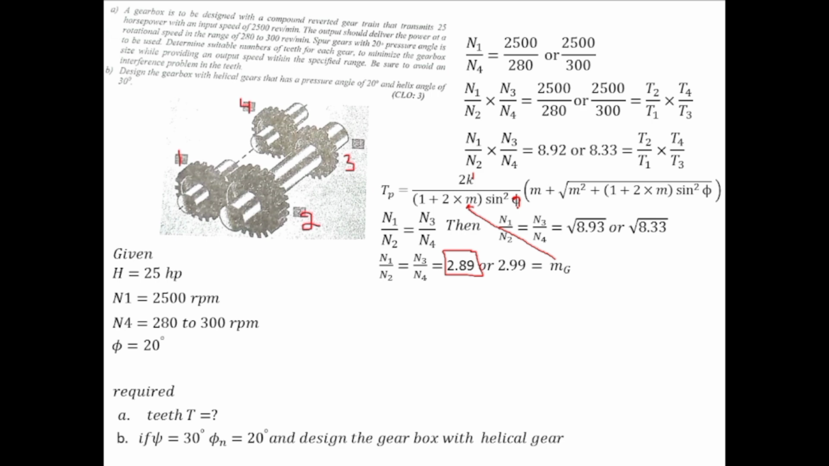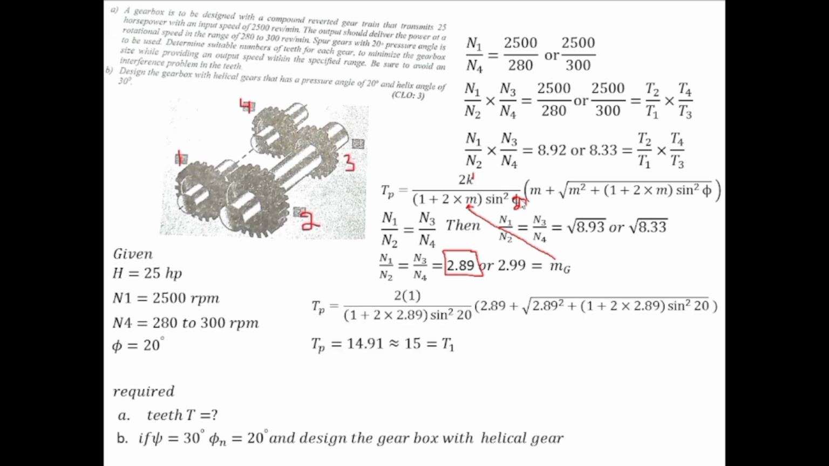Similarly, this pressure angle is 20, so when you put these values and calculate, you will get 14.91 teeth on the pinion. If you see over here, gear 1 is the pinion because it is the smaller gear, so T1 will be equal to 15, because we cannot get half teeth. So T1 is equal to 15.